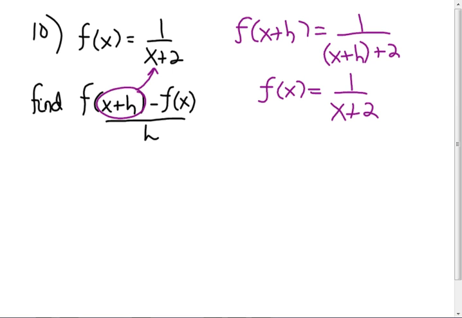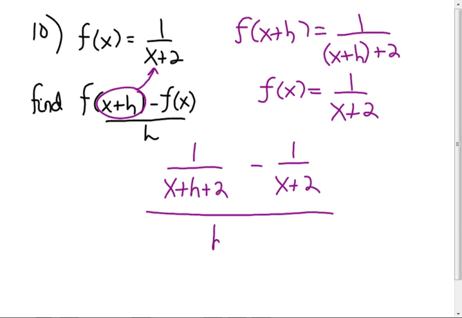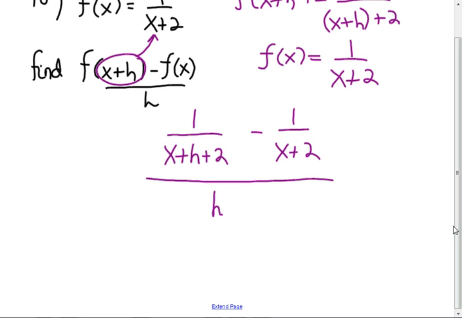Now we're going to get a complex fraction: 1 over x plus h plus 2 minus 1 over x plus 2, all over h. And you guys don't like fractions, so let's make this easy. Okay, David? What could I multiply by in both the numerator of my fraction and the denominator to make the fractions go away? When in doubt, multiply the denominators together.